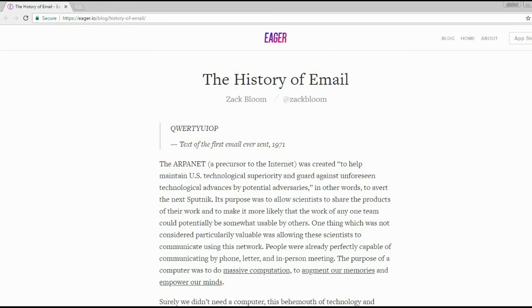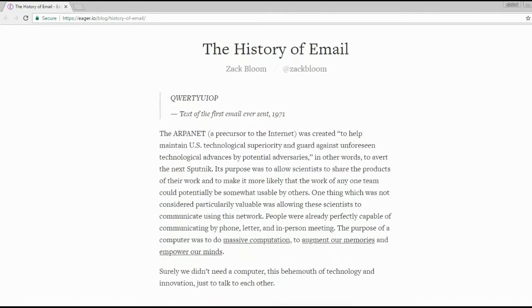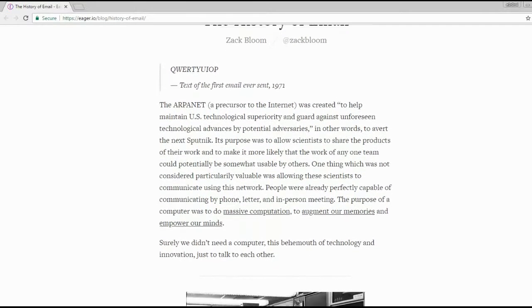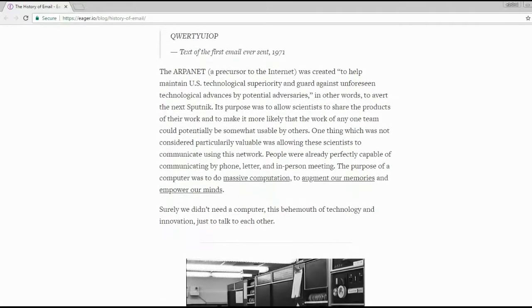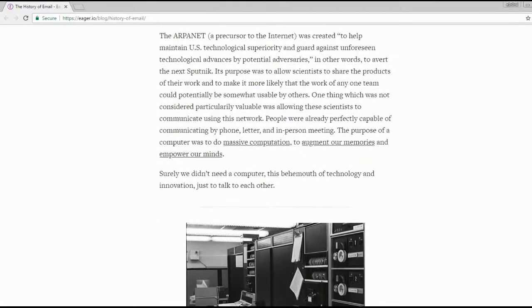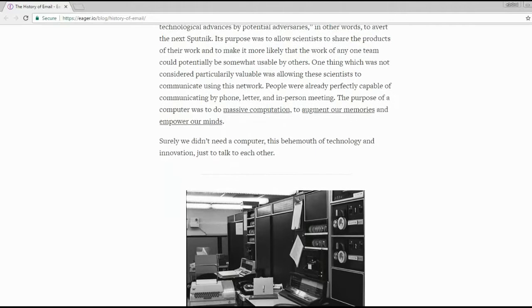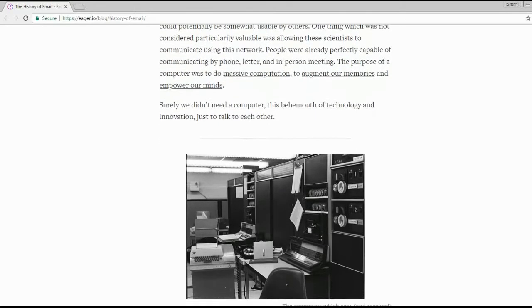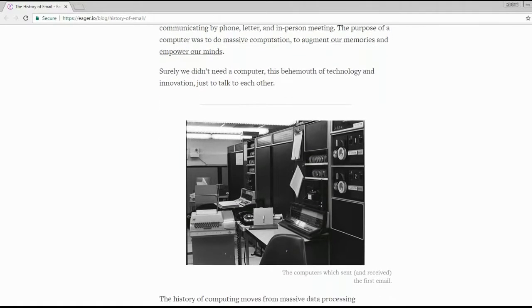Let's talk a little about non-technical topics. Let me grab your attention to the history of email by Zach Bloom. The story starts in the early 70s and ARPANET, goes through mailboxes and leads to the future of email.